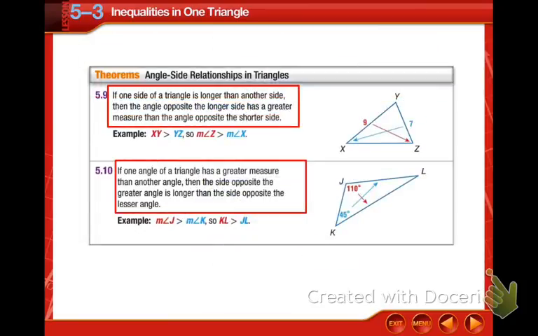So, angle-side relationships in triangles. If one side of a triangle is longer than another side, then the angle opposite the longer side has a greater measure than the angle opposite the shorter side. The alternative to that: if one angle of a triangle has a greater measure than another angle, then the side opposite the greater angle is longer than the side opposite the lesser angle.